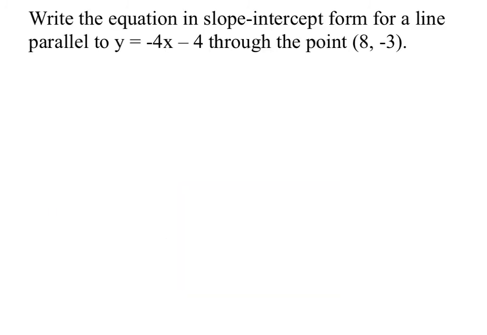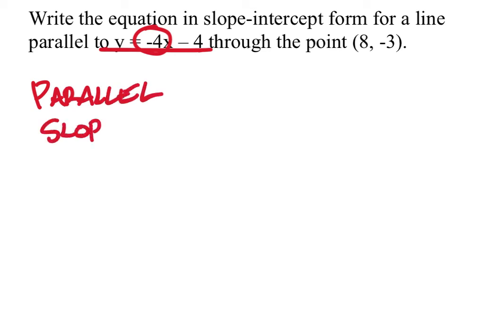All right, so in this problem, write the equation in slope-intercept form for a line parallel to y equals -4x minus 4, but it goes through a different point, right? So right here, we'd say, well, it's parallel to this equation right here. Well, what was the slope of that equation? -4. So parallel slope is exactly the same. It's going to be -4 also.